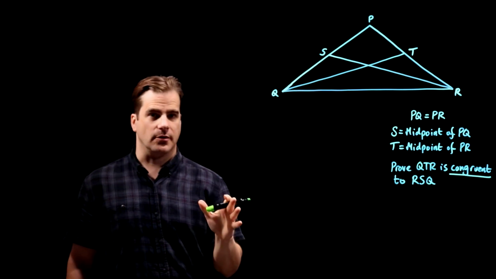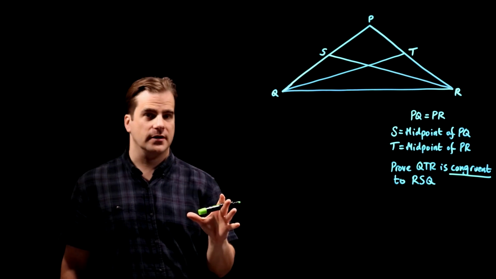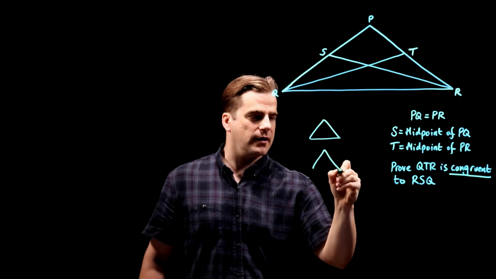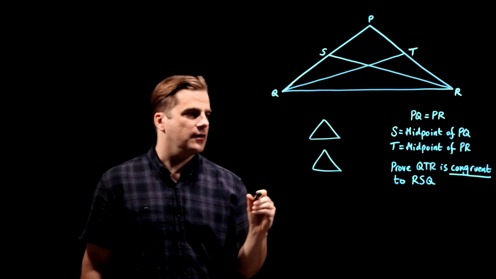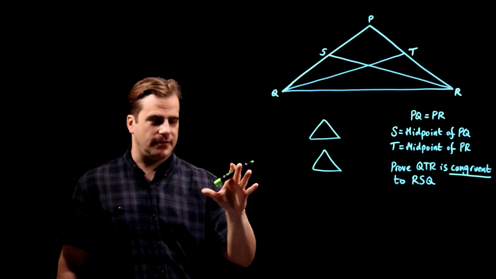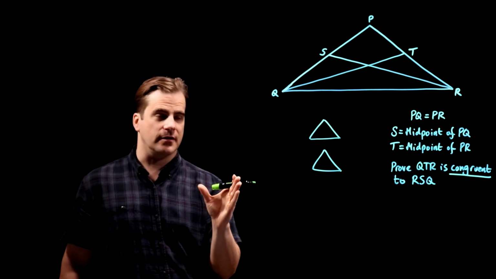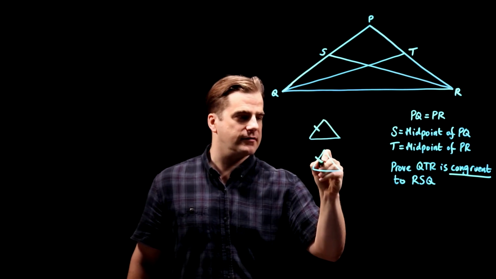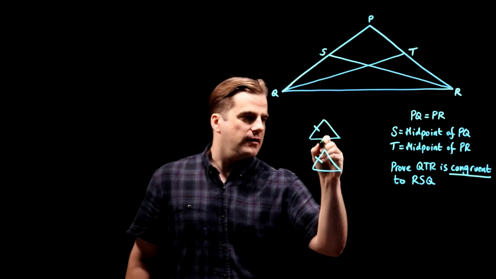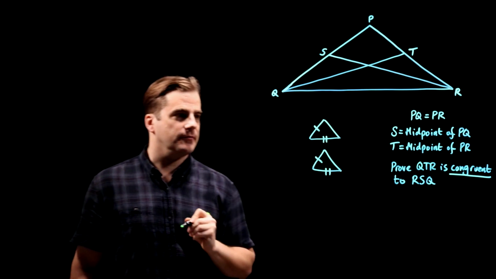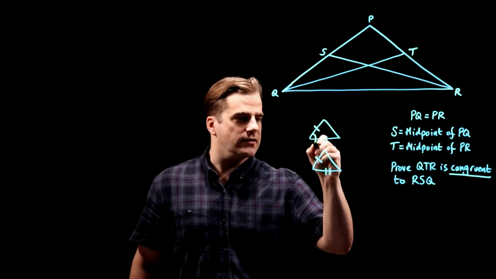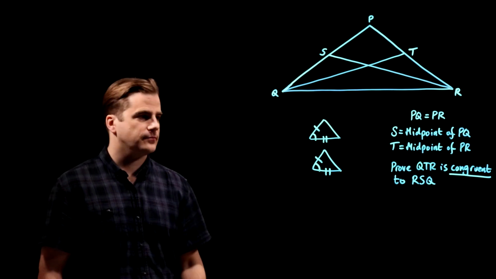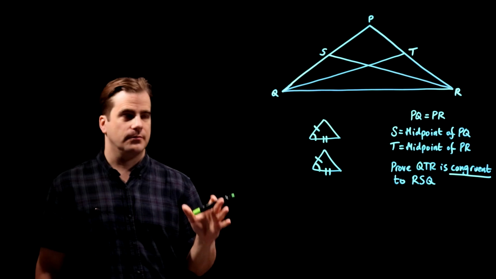You need to know what congruent means. If two triangles are congruent, it means, in this case, that two sides and the angle between them are all the same. So for these two triangles, if that side is the same length as that side, if this side is the same length as that side, and if that angle equals that angle, if those three things are all the same, then they're congruent.